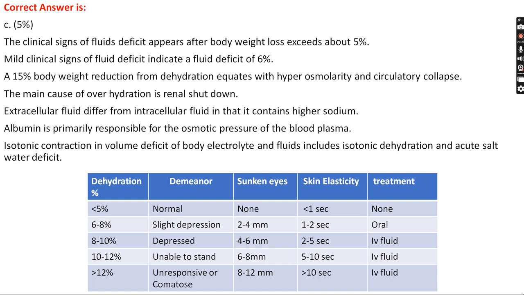If we talk about extracellular and intracellular fluid, extracellular fluid differs from intracellular fluid in that it contains higher sodium. First, what is intracellular fluid and what is extracellular fluid? Intracellular fluid, as the term implies, is the fluid present within the cells, while extracellular fluid includes blood fluid and also the fluid between the cells, like interstitial fluid. Albumin is mainly responsible for the osmotic pressure of the blood plasma. Albumin is present in blood plasma.